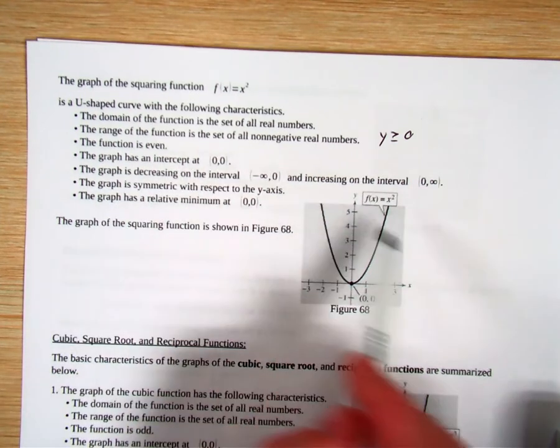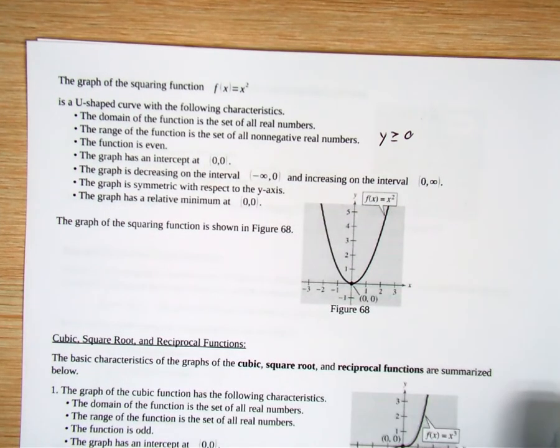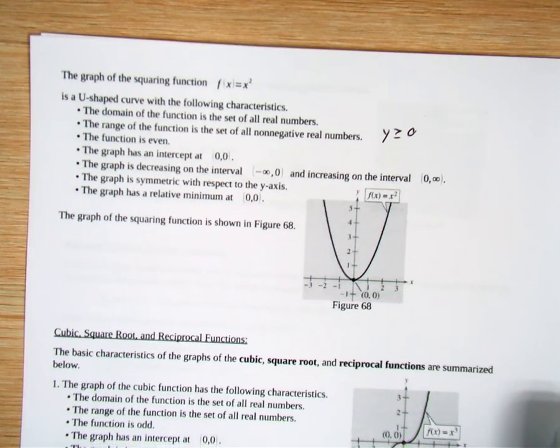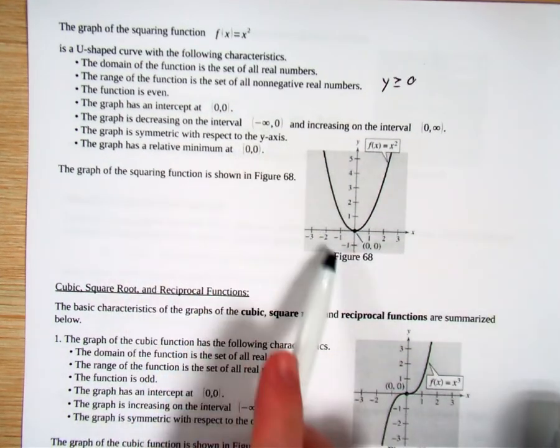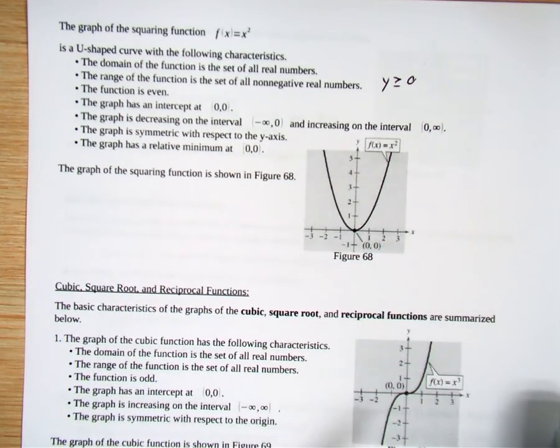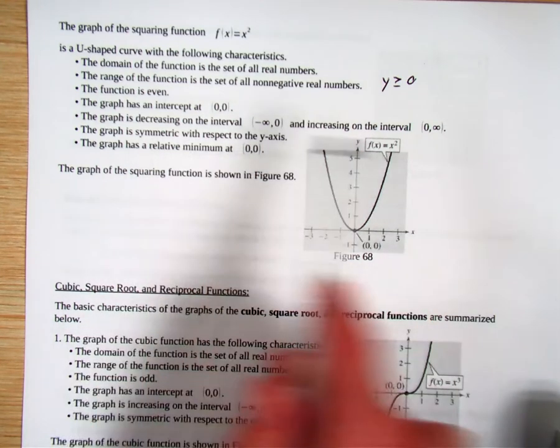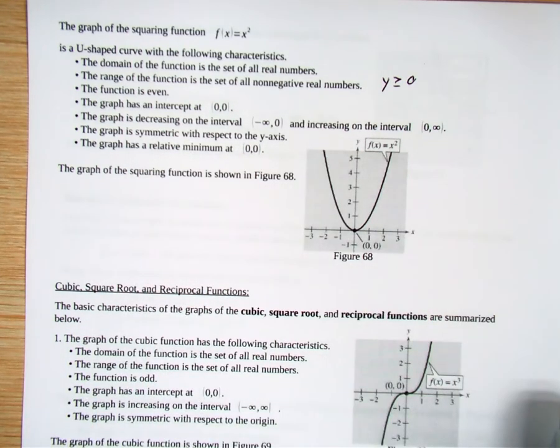Graph has an intercept at 0, 0. That is also the vertex. Decreasing on this half, increasing on that half. Symmetric with respect to the y-axis. Relative minimum at the vertex of 0, 0.